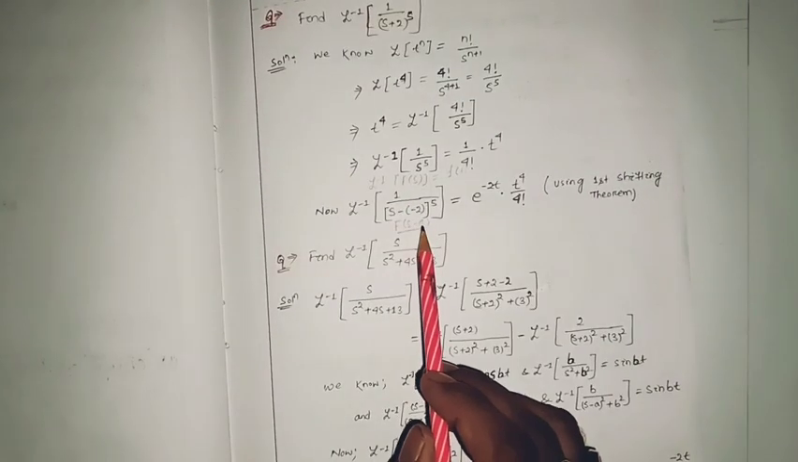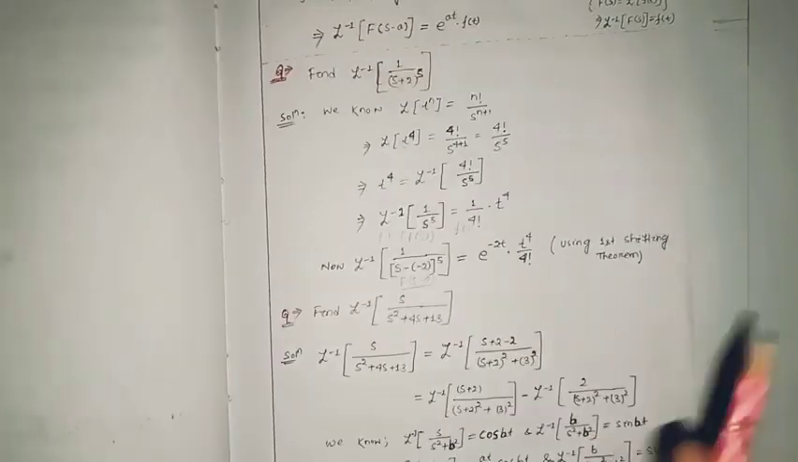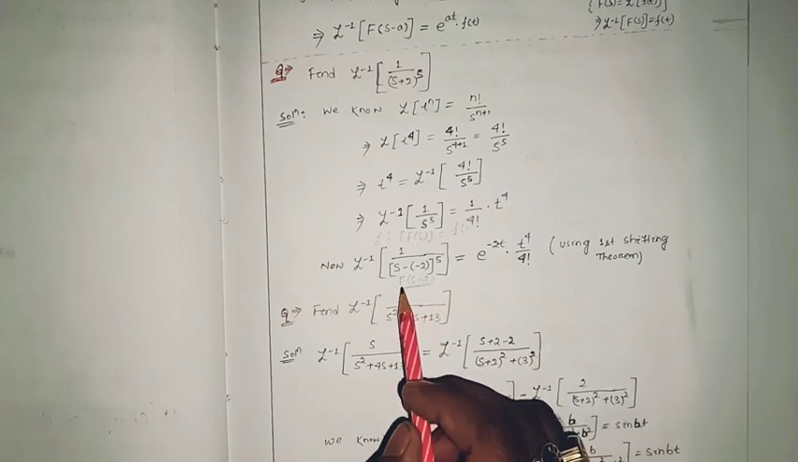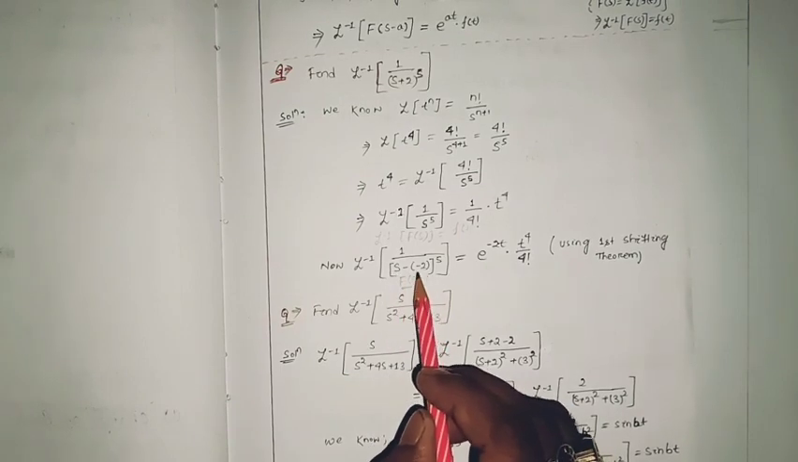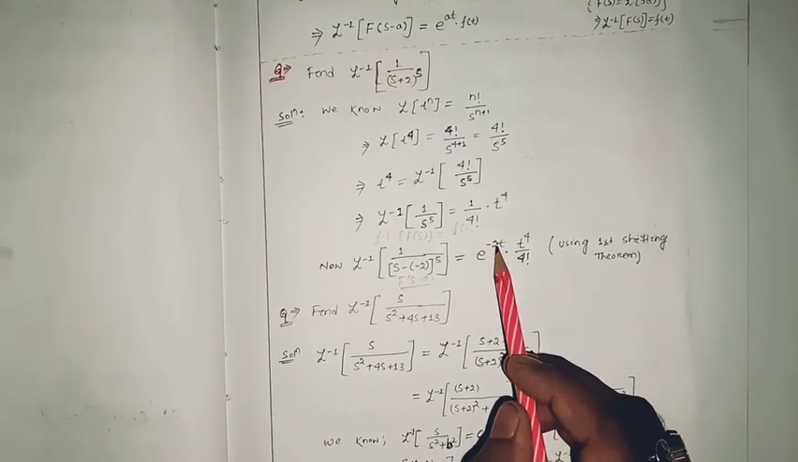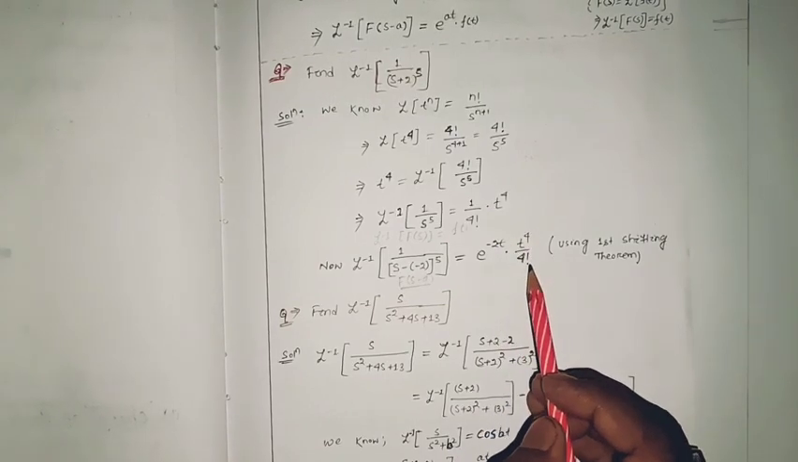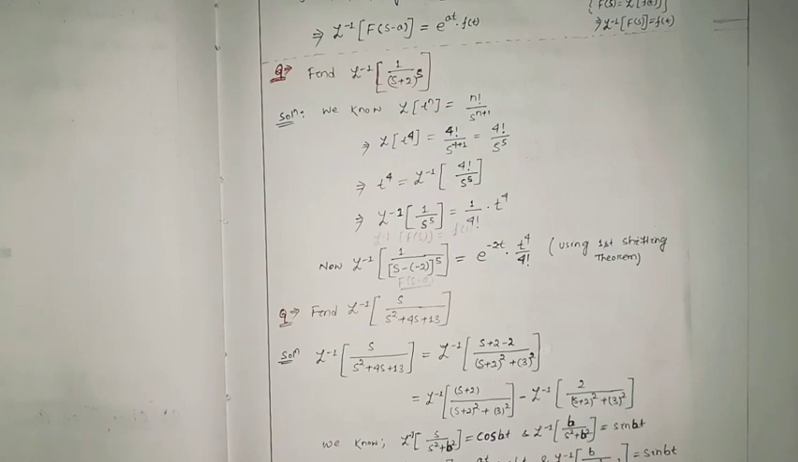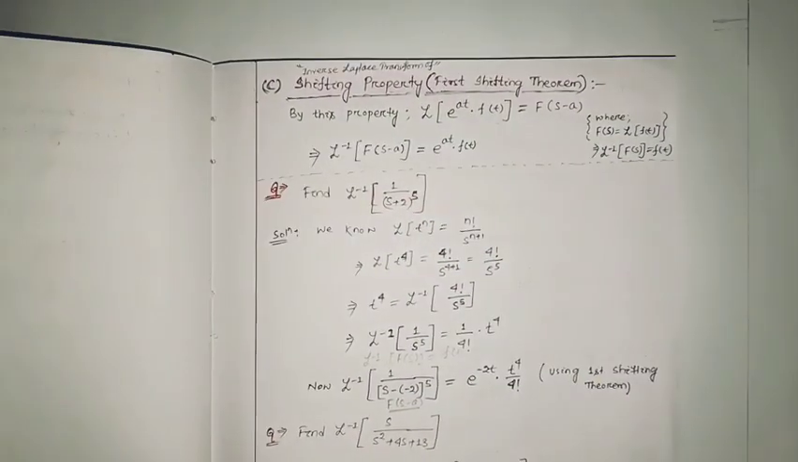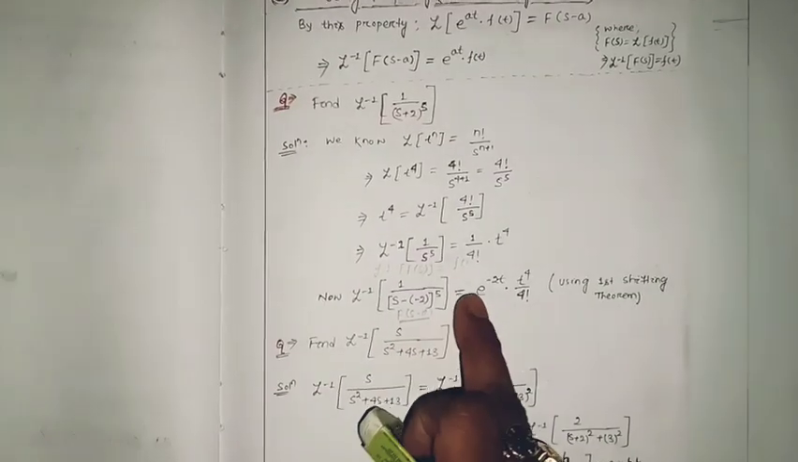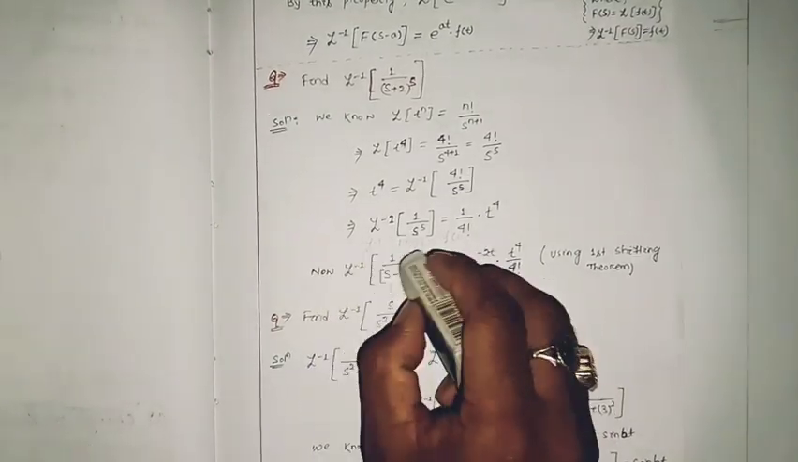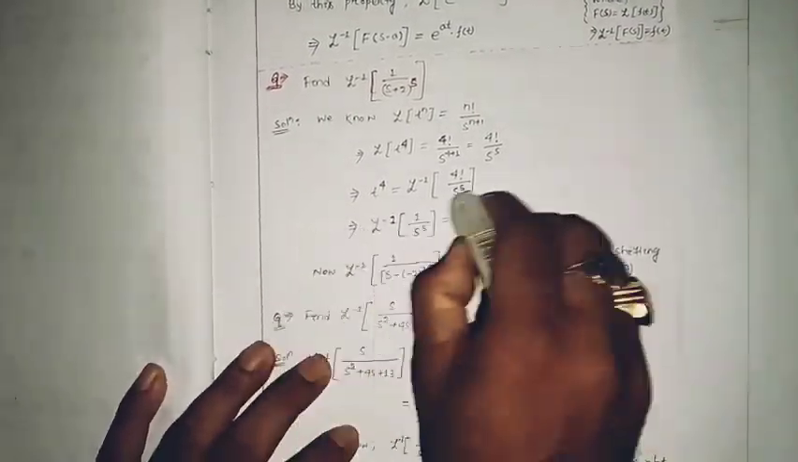So here, if I compare this with this, a is nothing but minus 2. So e to the power minus 2t into the function f of t, which is t to the power 4 by 4 factorial. Okay, so the inverse Laplace transform of the given question, that is 1 by (s plus 2) to the power 5, will be equal to e to the power minus 2t into t to the power 4 by 4 factorial. Okay, no need to write this one.